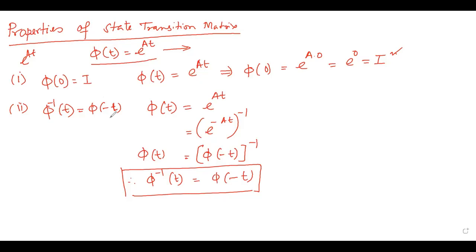Next, third property. Phi of t2 minus t1 into phi of t1 minus t0 is equal to phi of t2 minus t0. So the state transition matrix from time t0 to t1 multiplied by from time t1 to t2, that is t2 minus t1 into t1 minus t0, is basically the state transition matrix of t2 minus t0. Okay, why?